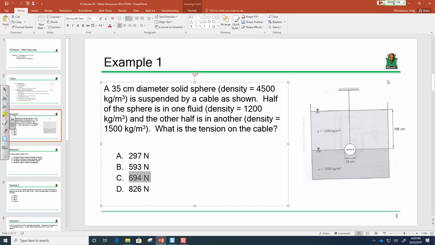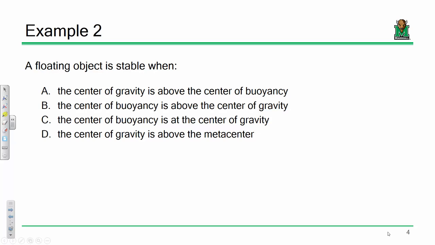Now, Dr. Wake would be proud of this question. A floating object is stable when? I'm going to give you all a second with this one. So a floating object is stable when the center of gravity is above the center of buoyancy. The center of buoyancy is above the center of gravity. The center of buoyancy is at the center of gravity, or the center of gravity is above the metacenter.